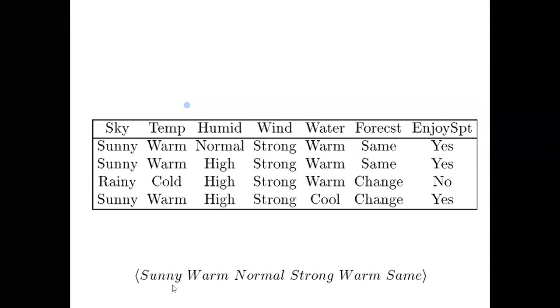So there is new data here. In the bottom, you can see there is new data. Now I want you to tell me for this new data whether enjoy sport will be true or false. If the sky is sunny, warm, normal, strong, warm, same, with this condition, are you going to enjoy the water sport or not? So this prediction you have to do.